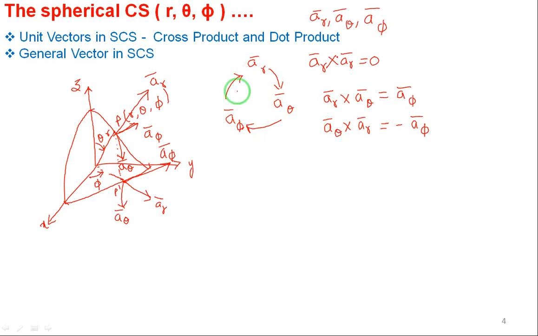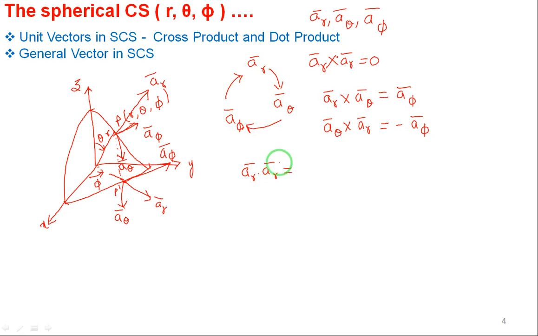Okay, cross product is over. Next we'll see the dot product. First, I will take the dot product of similar vectors. Similar vectors means AR dot AR, A theta dot A theta, A phi dot A phi. What will I be getting? I will check for only one, the others will be the same. AR dot AR I will take.